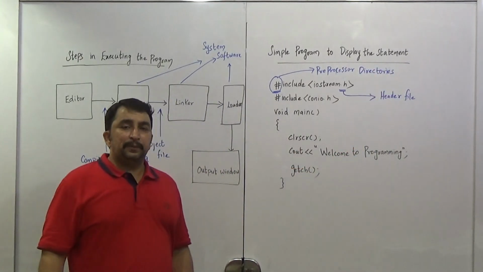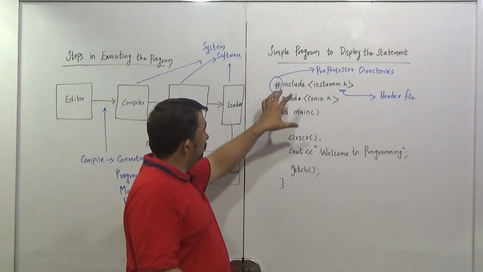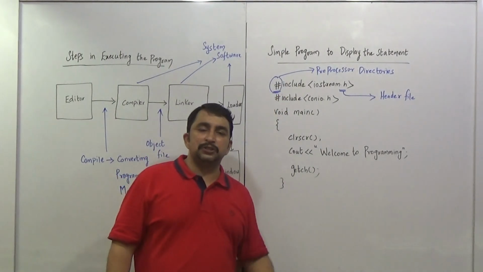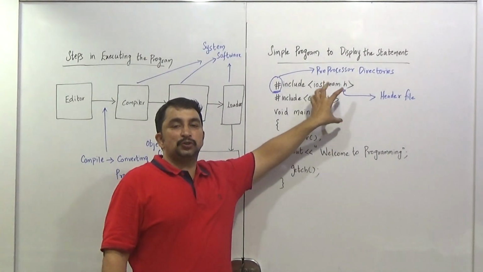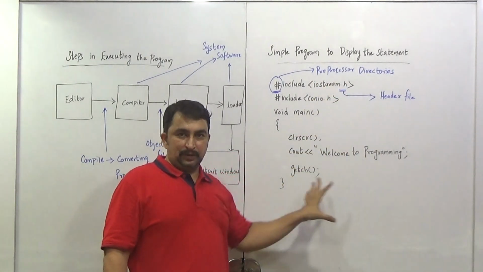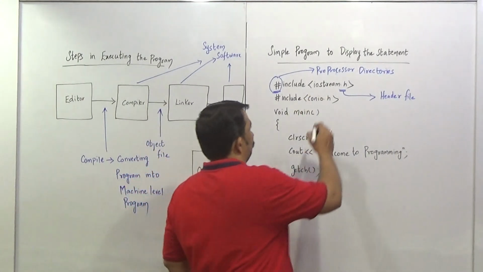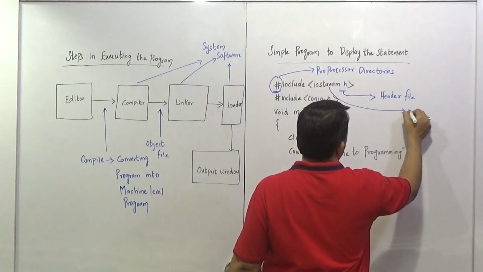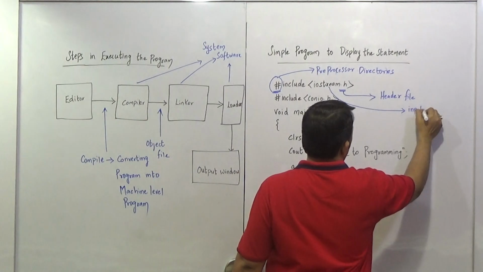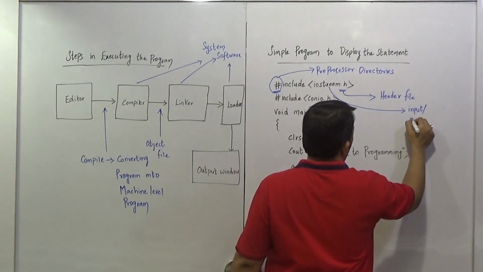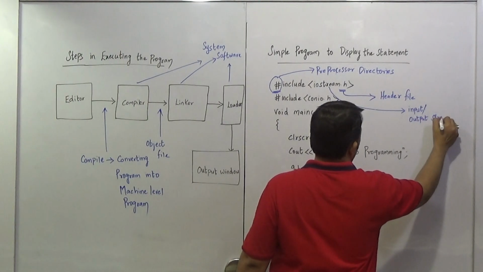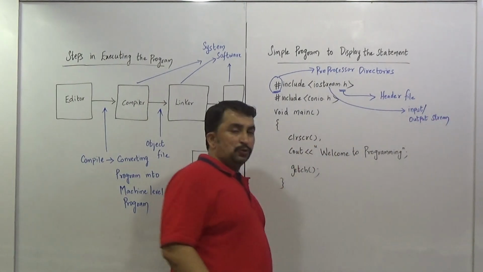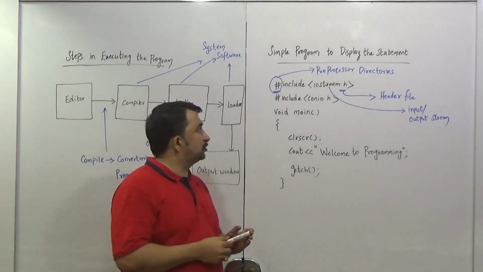This is also a preprocessor directive. So that means include is a keyword which is including the header file which is located in the system, right? So iostream is input and output stream.